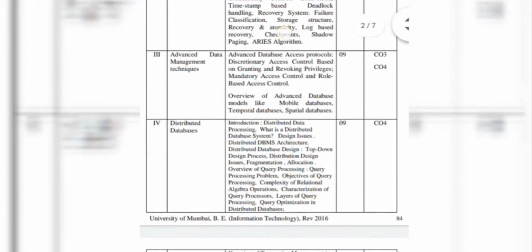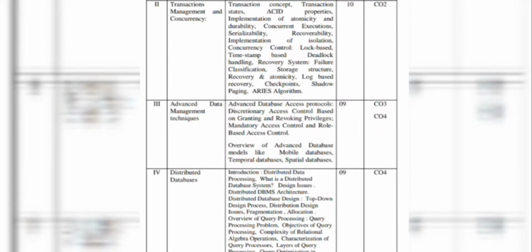Then I have the third module. These two modules, module number one and module number two, are part of the advanced database. In the old syllabus of Mumbai University, before you people were in the new syllabus, there were these two modules from the old advanced database syllabus. Then I have the advanced data management technology.